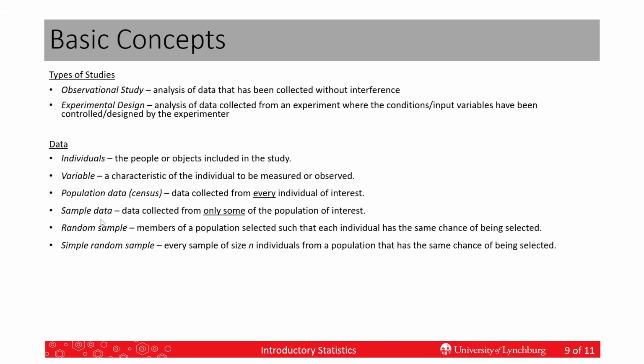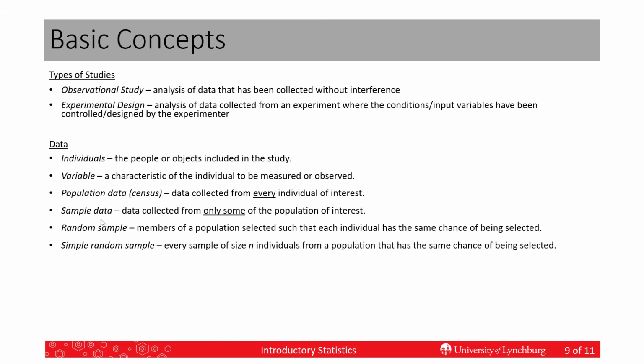But the types of samples that we are going to cover in this course include a random sample and a simple random sample. And some people have trouble determining which is which. So a random sample means that any individual in the population has exactly the same chance or probability of being selected. A simple random sample now does not talk about an individual, it talks about a group of individuals.